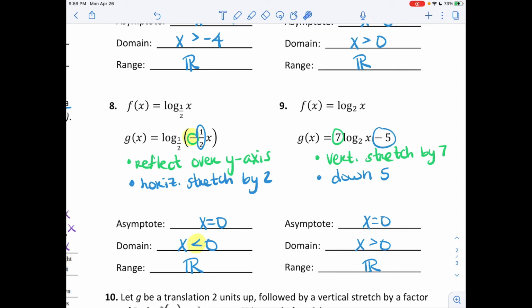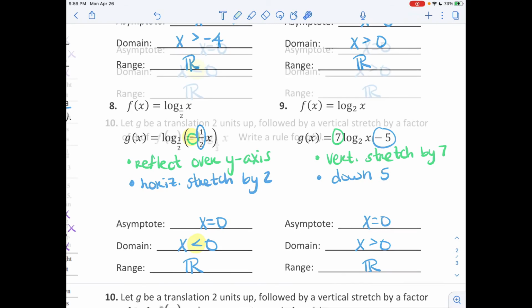Our domain, well, again, since my asymptote is at 0 and I haven't done any reflecting here, my domain is x greater than 0, just the typical domain that I have for my parent function. Finally, range can't be changed. It's going to be all real numbers.